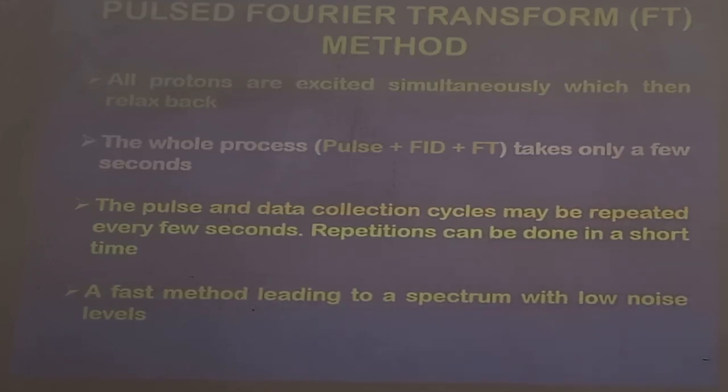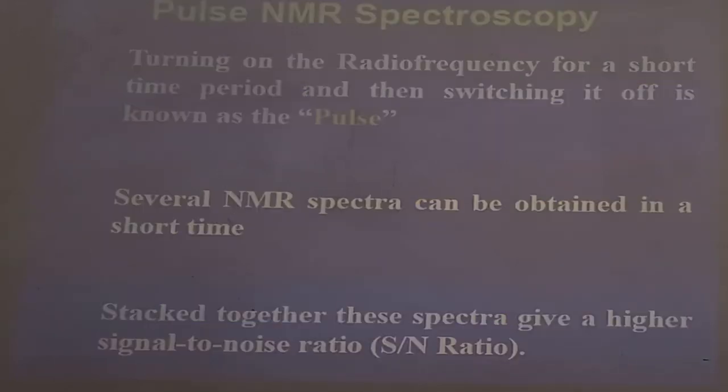So when you reduce the noise levels and you increase the signal intensity, it will lead to a very good spectrum, because the signal to noise ratio would be much better as compared to the previous technique, or the continuous wave NMR technology. Now, what is pulse?